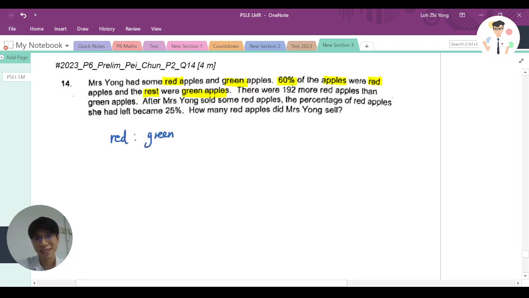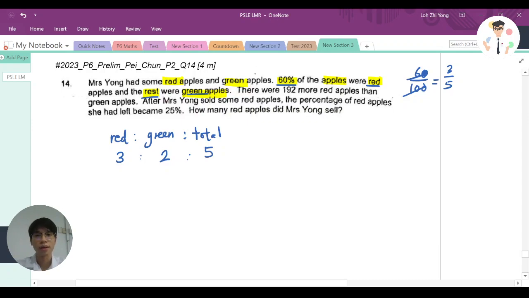And 60% of it is red. 60% means 60 out of 100. And 60 out of 100, if I were to simplify, would be 3 out of 5. Which means that if I put it into a unit table, red is 3, and the total is 5, because of the apples. Then how about the green? The rest are green. So I know 2 units is green.